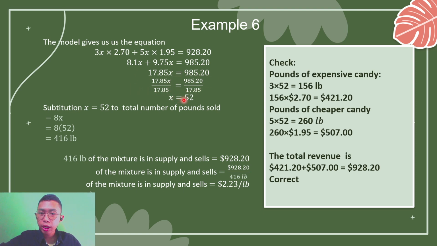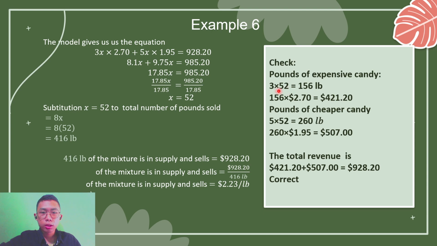17.85, and we have x is 52. Substituting the value of x into the total number of pounds sold, we have 416 pounds of the mixture supplied, and the sale is $928.20. The mixture is the supply, and the sales price is $2.23 per pound.